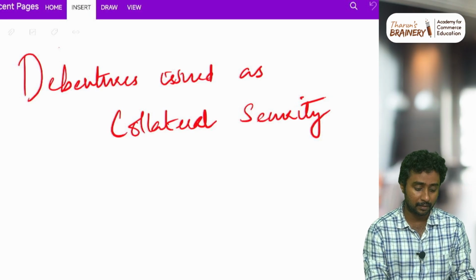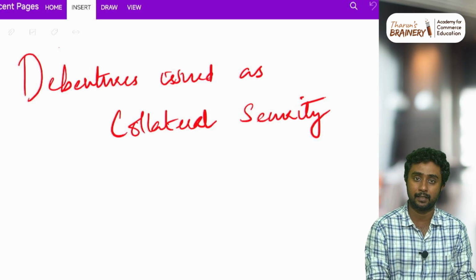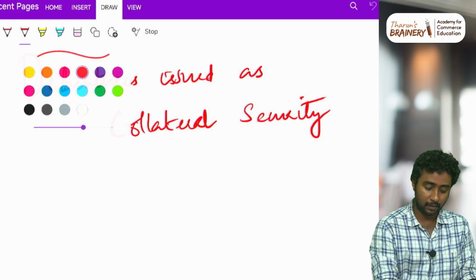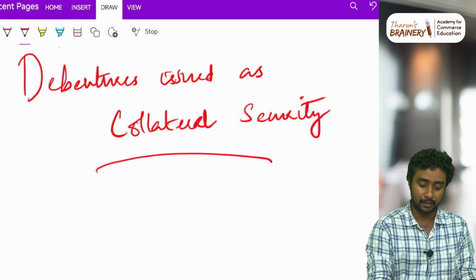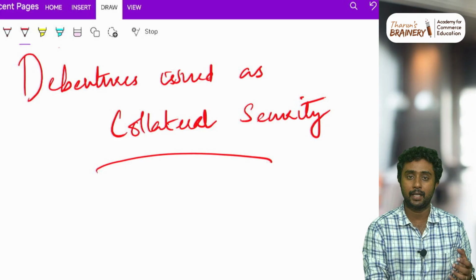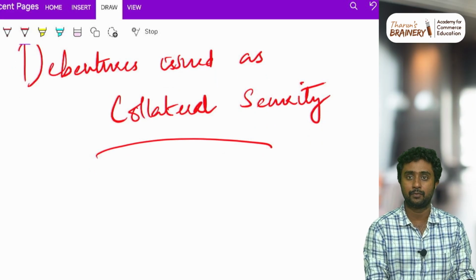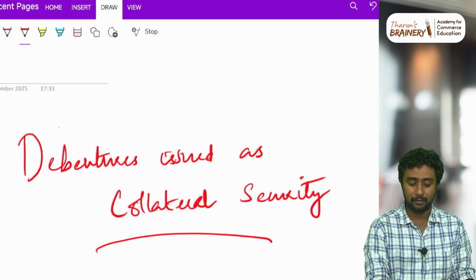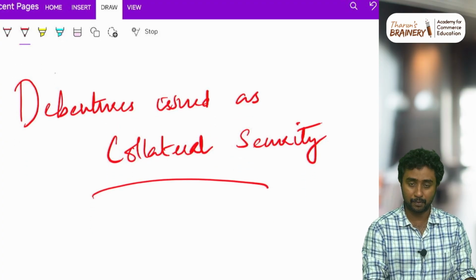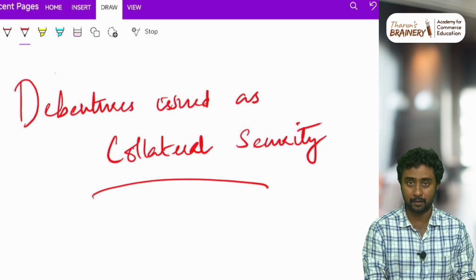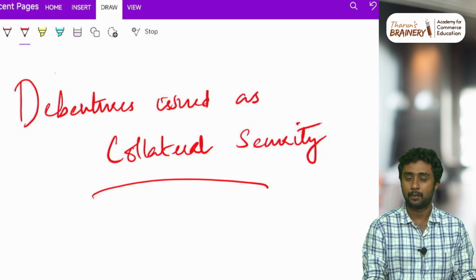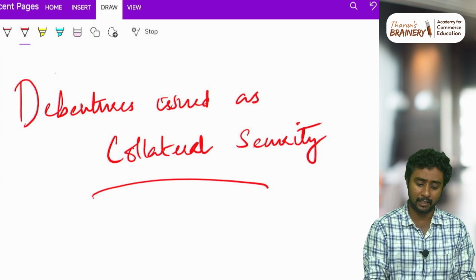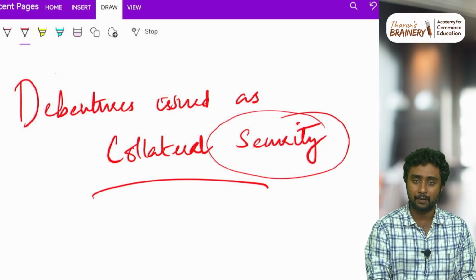As you can see on the screen, debentures issued as collateral securities are the topic for today. So basically, what is it? What is debentures issued as collateral security? It means that when we approach a bank or any financial institution for a loan, obviously they will ask for a certain guarantee, which you are already familiar with. Some of you are already familiar with loans, maybe the procedure to get them from banks. So obviously they will ask for some kind of guarantee, and a guarantee is basically called security.